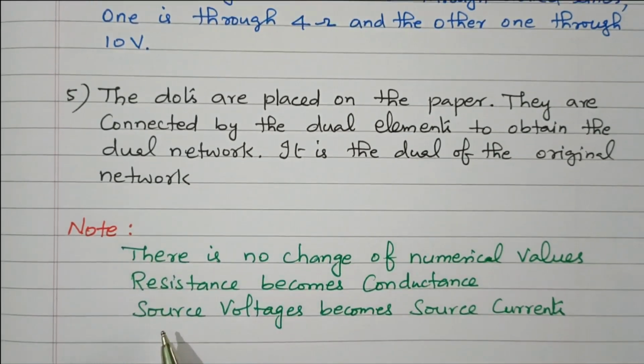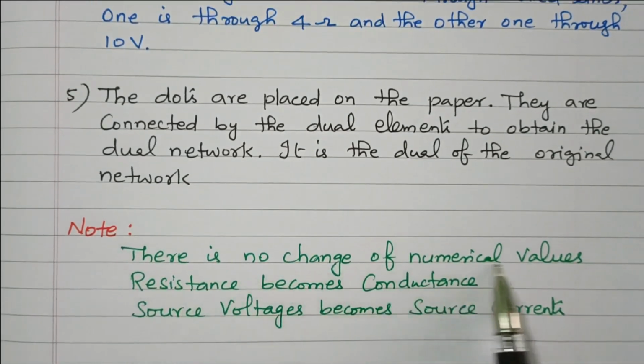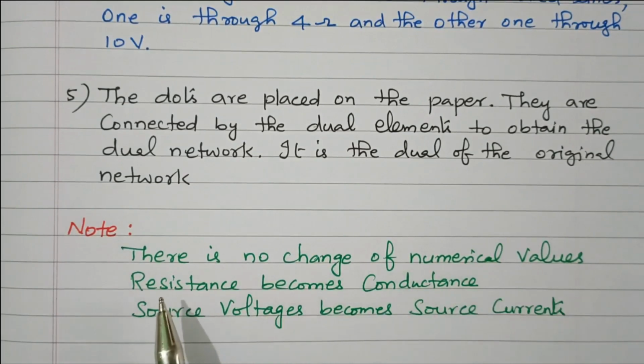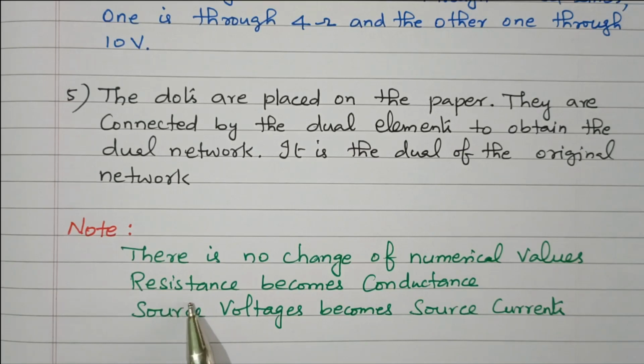So the note is there. There is no change of numerical values. The numerical values are the same. 7 ohm means 7 mho conductance. Both values are the same. 5 volt voltage source means the current source is also 5 ampere. Same thing: resistor becomes conductance, source voltages become source currents.